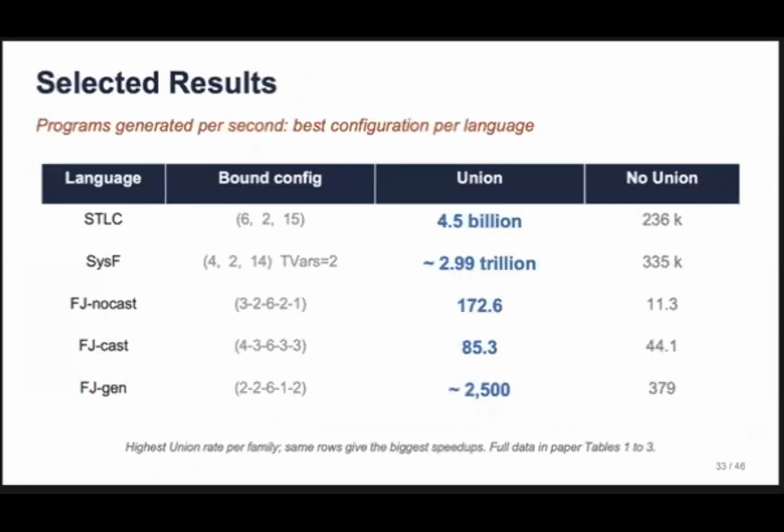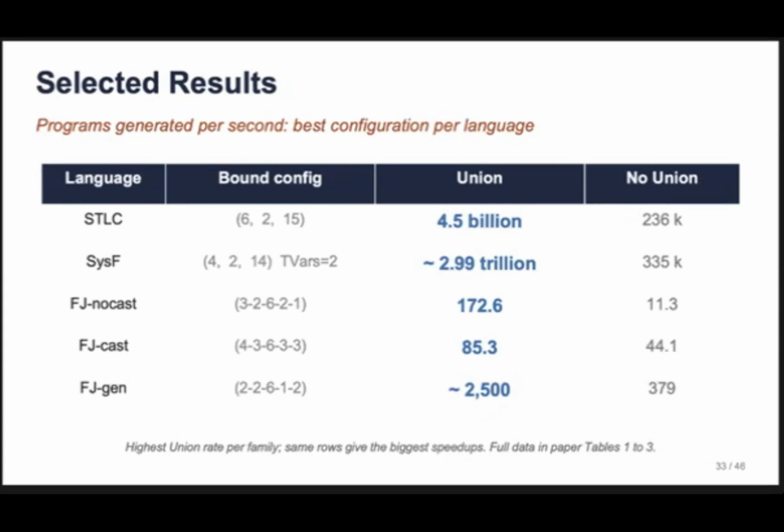So here's a slide with some of our selected results. Hopefully not to overwhelm you too much with a giant graph or table. But this basically represents the configurations for each language that have the best performance when using equality saturation. So these bounds here were just what I talked about before, of how you have to bound the space for each source of infinity to make sure you're doing bounded exhaustive generation.